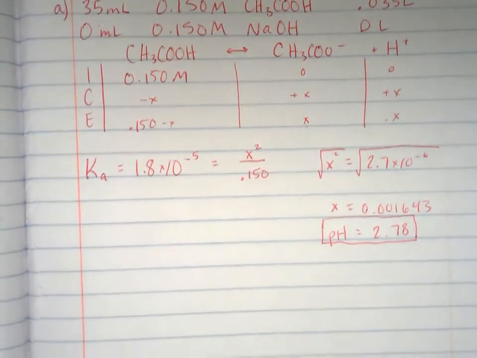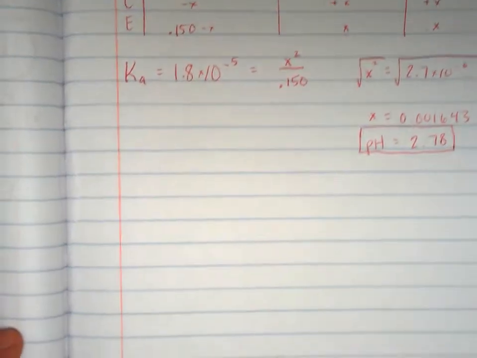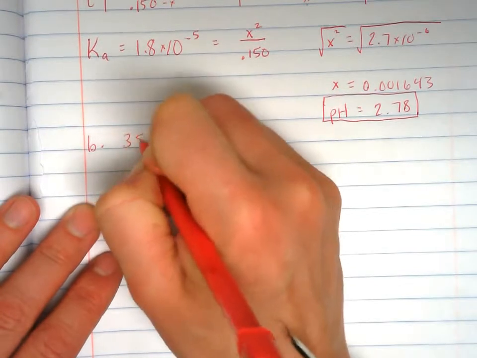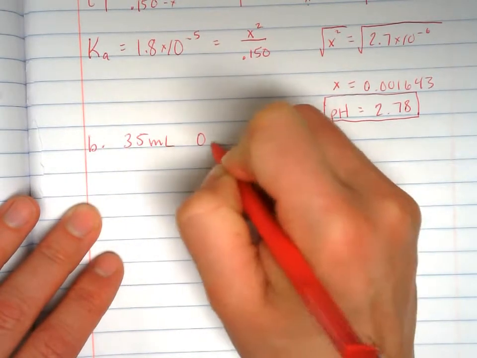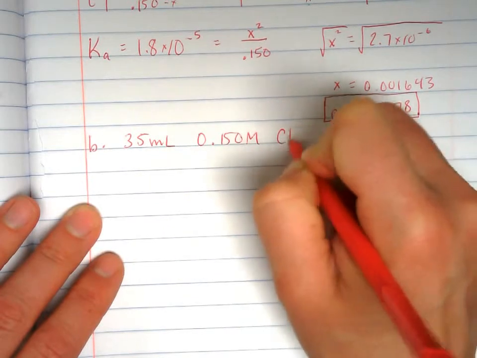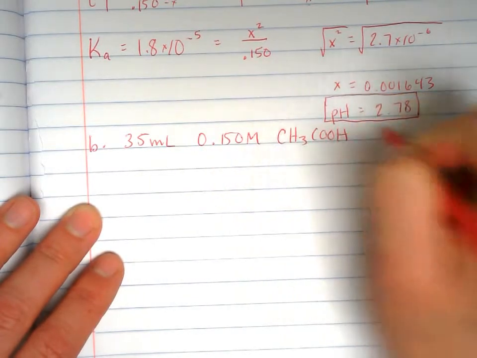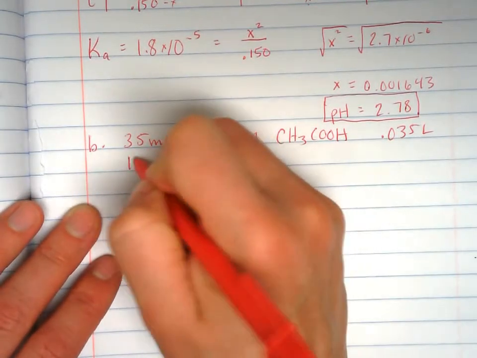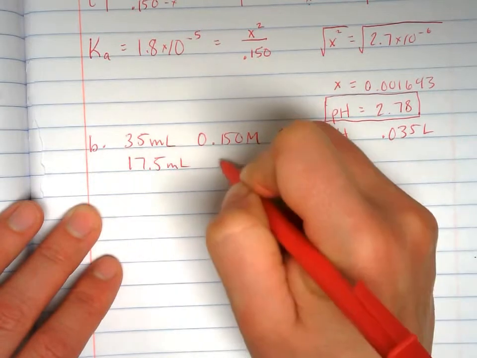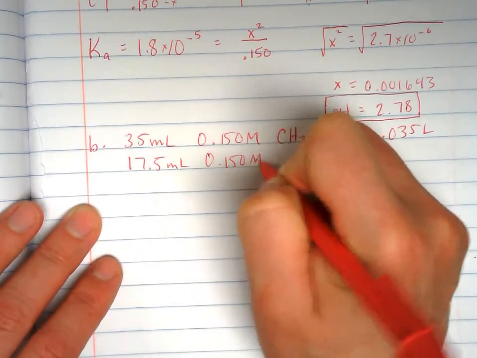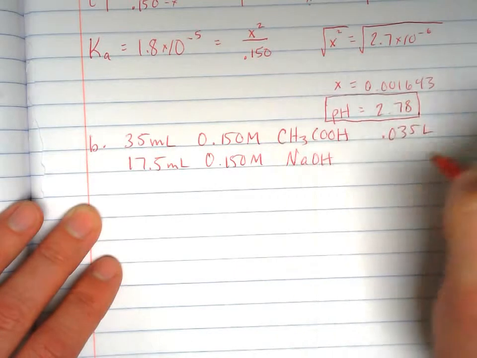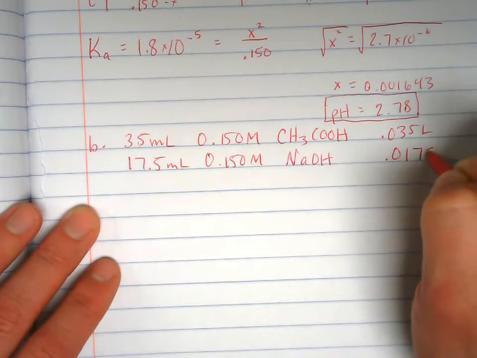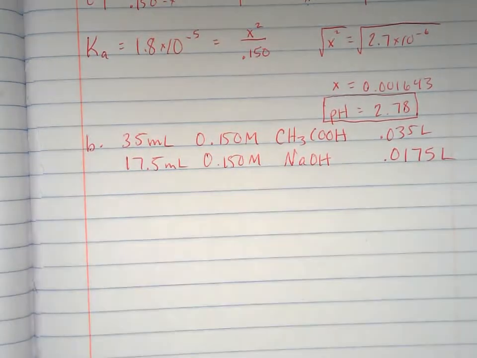Now let's start adding some base, NaOH. So for B, I still have 35 milliliters of 0.150 acetic acid, which is 0.035 liters. But now I'm going to add 17.5 milliliters of 0.150 molar NaOH. And again, that's 0.0175 liters. Okay, that's just going to help me do my equations.